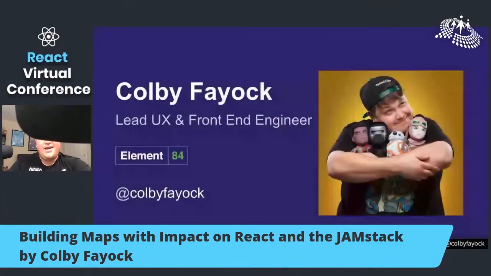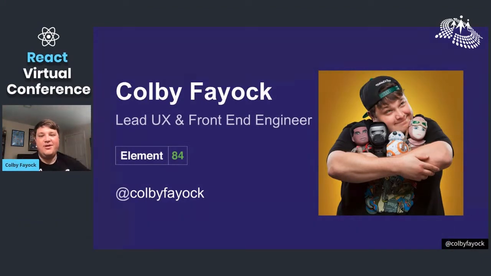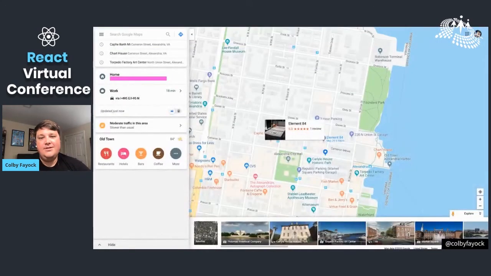So who am I? I'm Colby Fayock. I'm the one hugging BB-8 and Kylo Ren over there. I work on the UX and front-end side of things at Element 84. You can find me pretty much anywhere on the web by just Googling my name, as I'm the only one in the world. So looking at this first slide, it's a screenshot of Google Maps in downtown Alexandria, Virginia, here in the United States. This is Element 84's HQ.